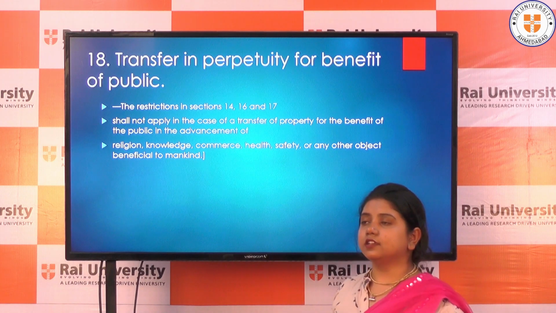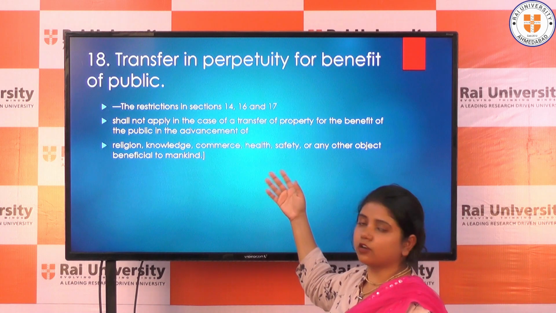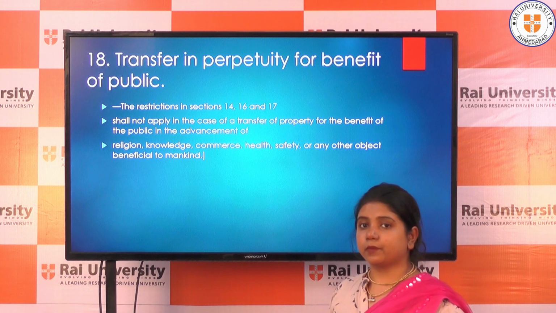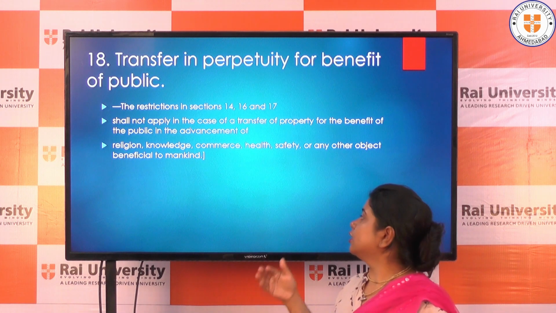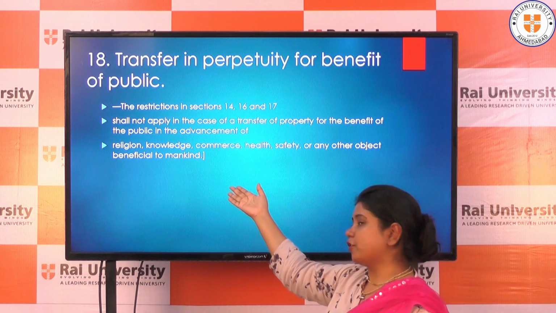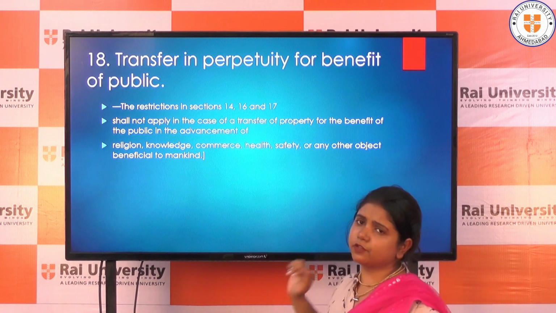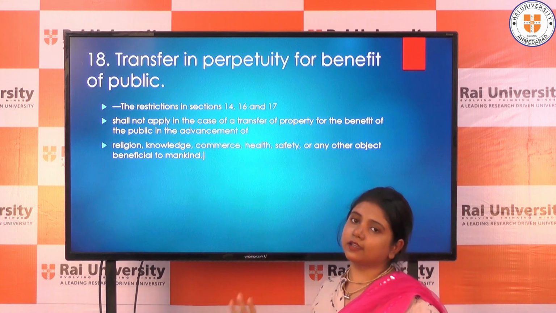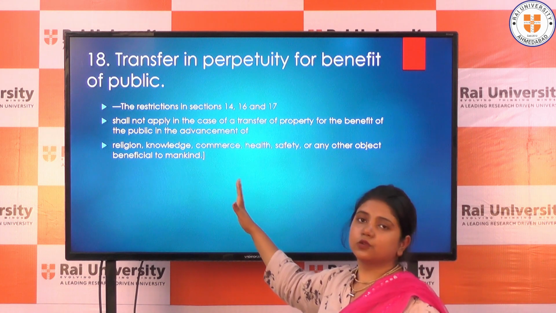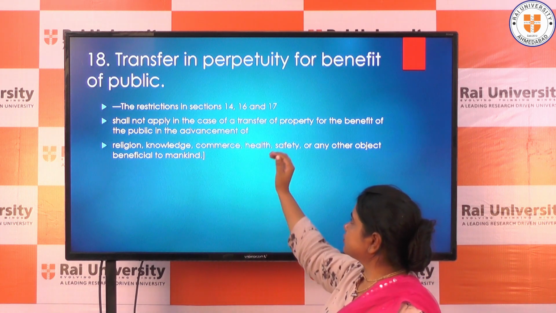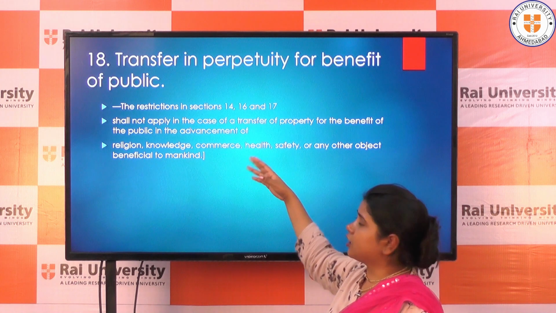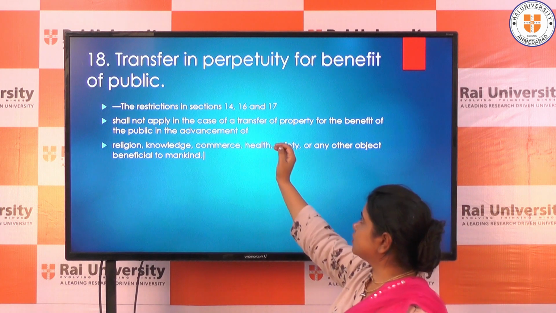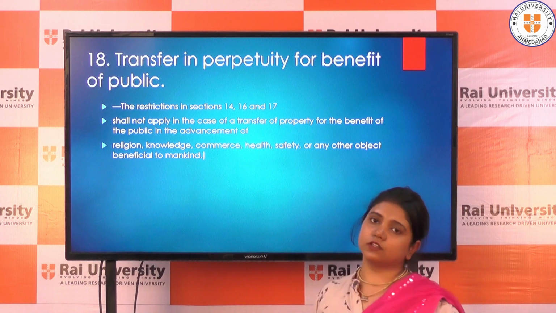So if there is any restriction imposed by section 16, 14 and 17, this section says that if the transfer is for the benefit of the public, whatever kind of public benefit it may be, it may be for a religious purpose, for knowledge, for commerce, health or safety, then for the benefit of mankind in general, this section will prevail and the transfer will not be cancelled out. The transfer will be valid. It will not become void by virtue of the section 14 restriction, or 16 restriction, or 17 restriction.